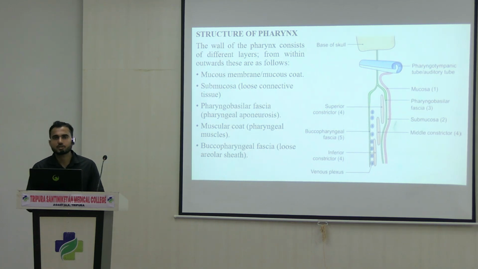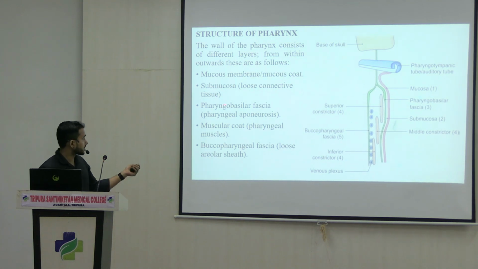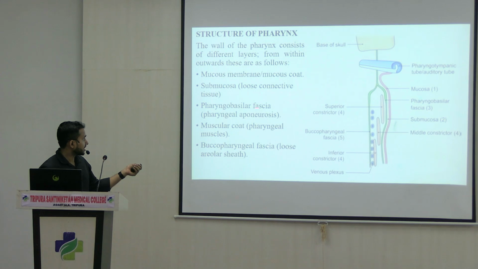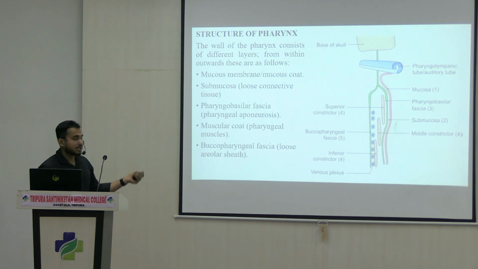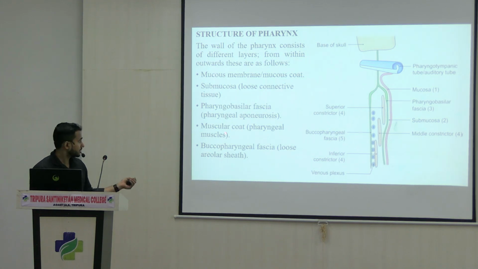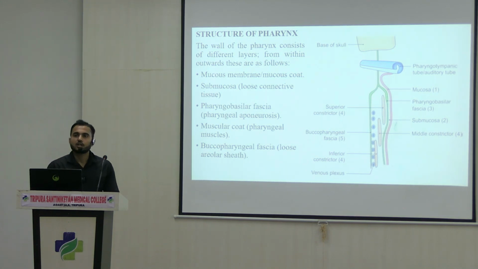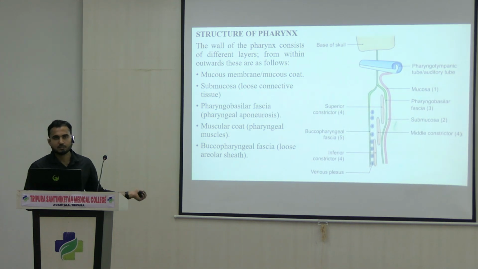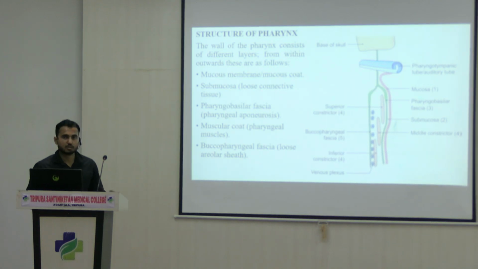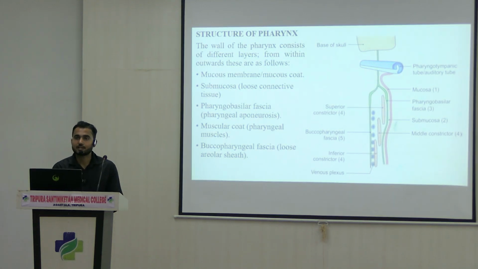So first you can see mucous membrane is there, also called as mucous hood, then submucosa, pharyngobasilar fascia also called as pharyngeal aponeurosis, then muscular hood, very important, where two different groups of muscles are there, which are arranged in internal layer and external layer. And then the buccopharyngeal fascia or loose areolar sheath. These are the layers. So please keep that in mind.